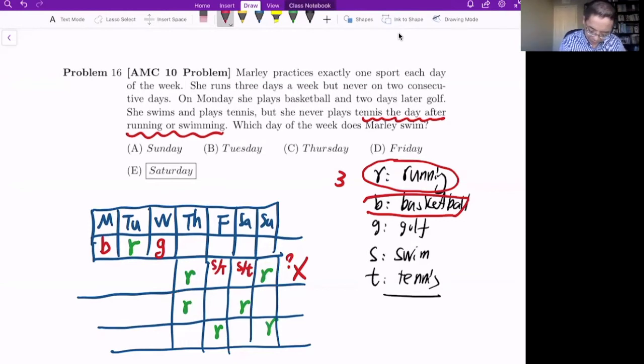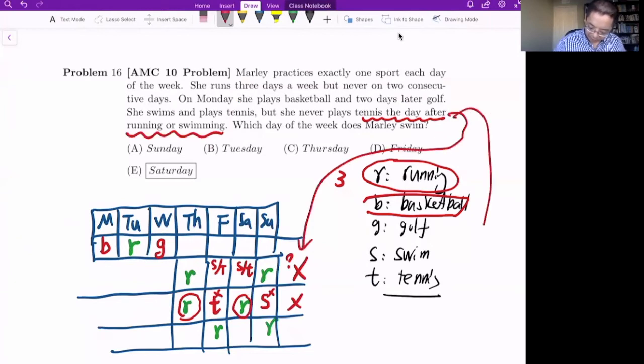So how about this one? If we do this, tennis cannot be after running, so the tennis must be here, and swim is here. But this is also impossible because then tennis will be after the running, so this also violates that.